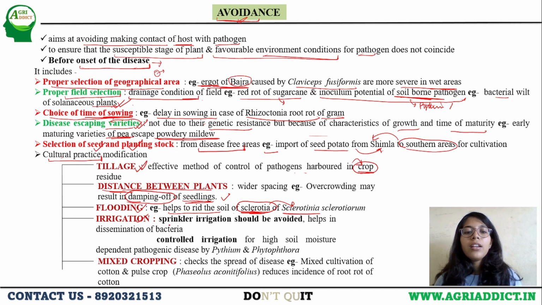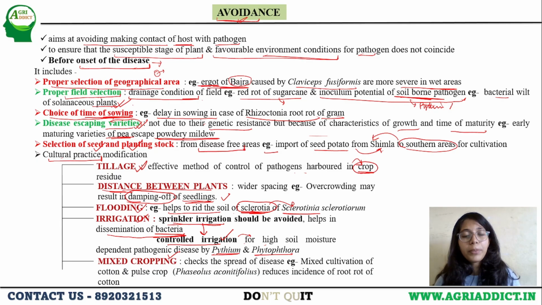Irrigation methods. Sprinkler irrigation is avoided because it helps in the dispersion of various bacteria. Bacterial disease preferably disperses this way, so sprinkler irrigation is avoided. Rather, controlled irrigation is adopted, and it is generally applied for various soil-borne pathogens like Pythium and Phytophthora.